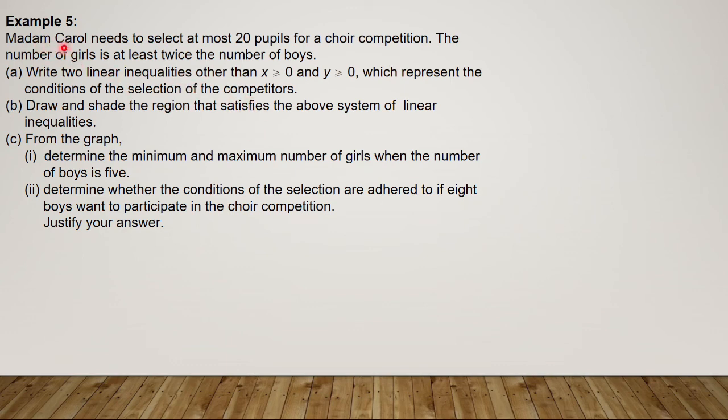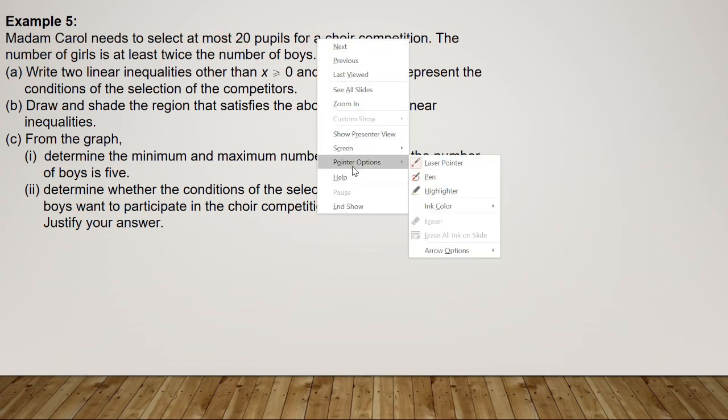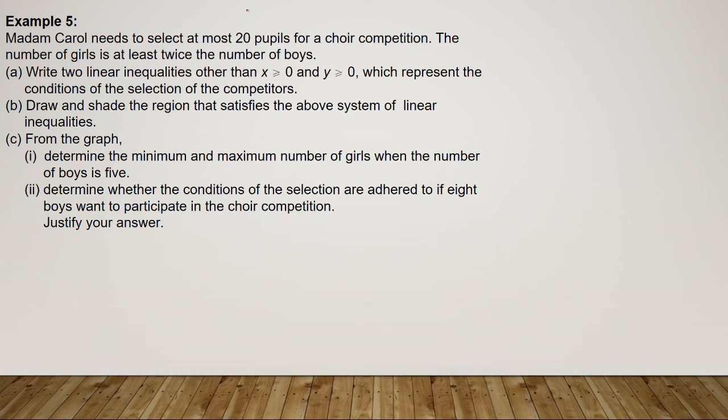Okay, here she needs to select at most 20 pupils, meaning that this is going to be represented using the sign of inequality, which is less than or equal to. Okay, this part here, at most, less than or equal to. So we are going to represent the number of girls here with the variable x, and then the number of boys with the variable y.